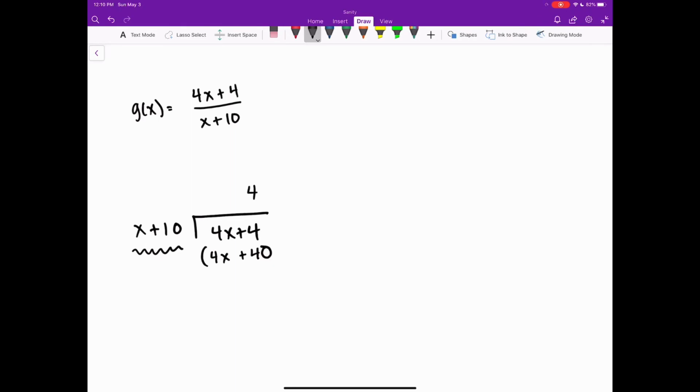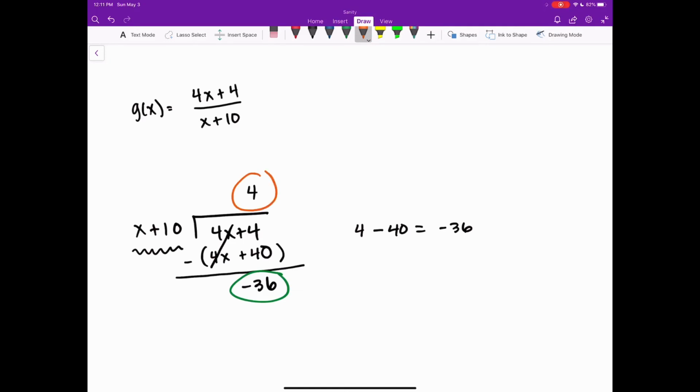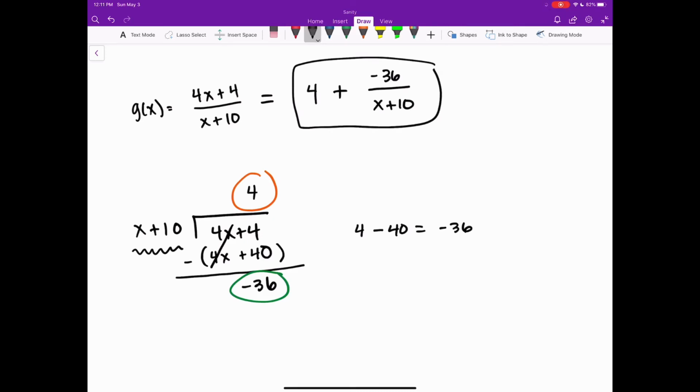And then I have to subtract. So I'm going to subtract everything. The 4x minus the 4x is just going to cancel each other out. And then I have 4 minus 40, and that gets me negative 36. That's our remainder here, so I'm just going to circle that. I've got a remainder, and I have my quotient. So now I can rewrite this thing and say, okay, my quotient of 4 plus my remainder of negative 36 over my divisor, x plus 10. Okay, and then from there, we can identify a whole bunch of stuff.